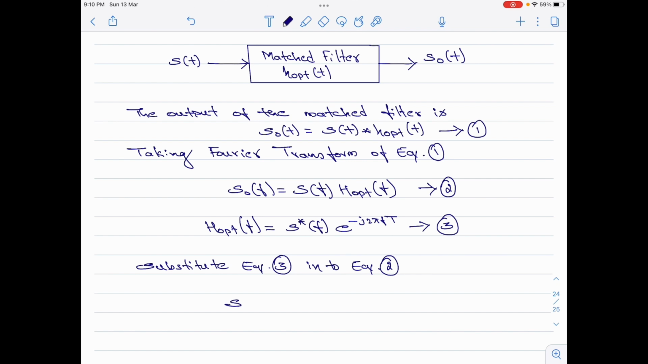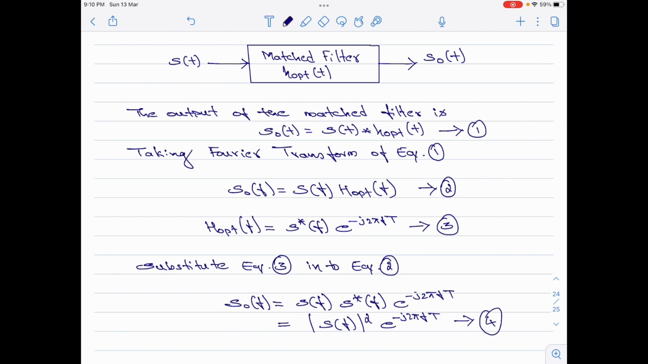Therefore, S naught of f is equal to S of f into S star of f into e to the power of minus j 2 pi f capital T. Here S of f into S star of f is nothing but magnitude square of S of f into e to the power of minus j 2 pi f capital T. I'll call this equation 4.